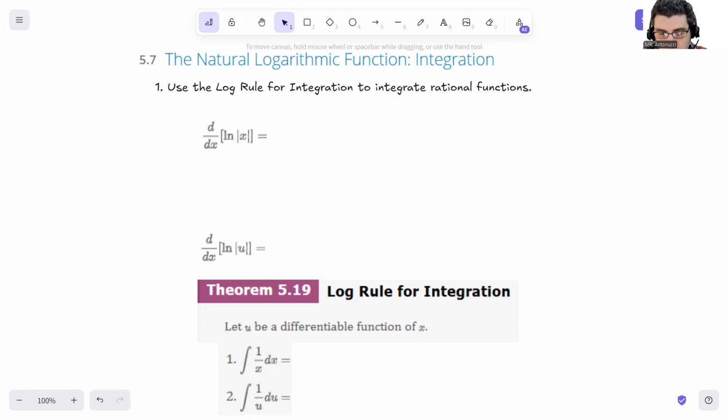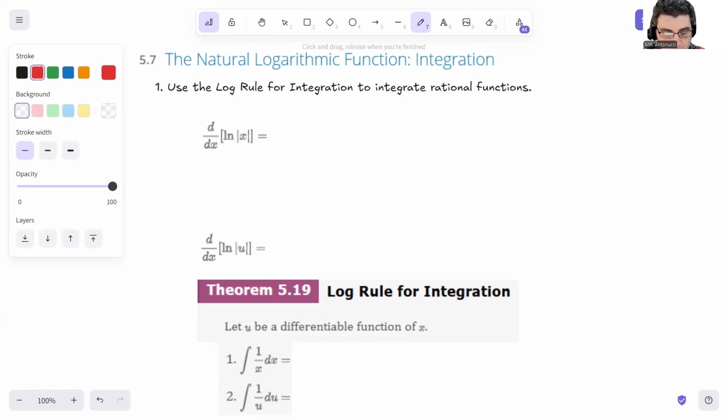So for natural log, the derivative of natural log absolute value of x is 1 over x. Let me switch my color here. And then for natural log absolute value of u, where u is a function, it's going to be u prime over u.